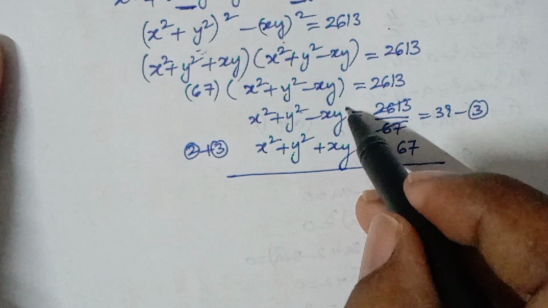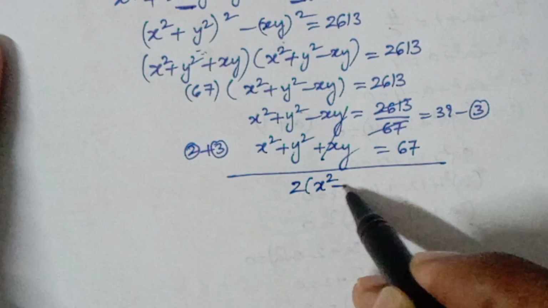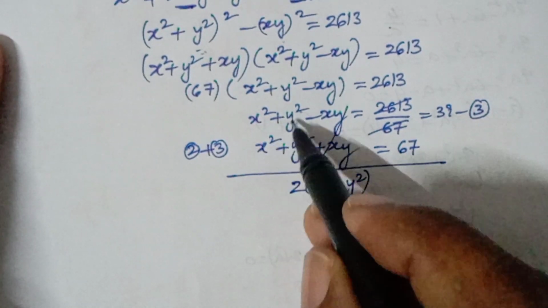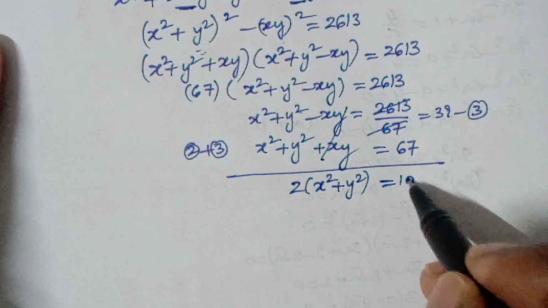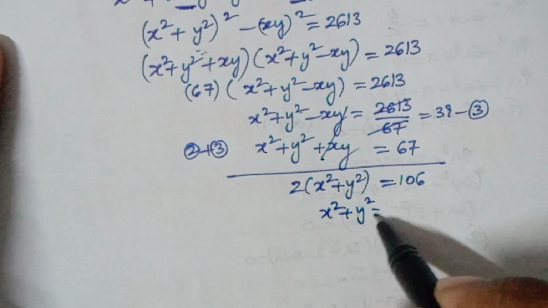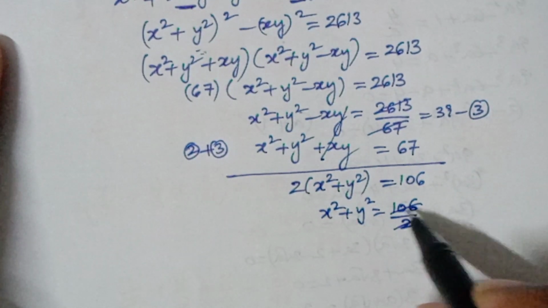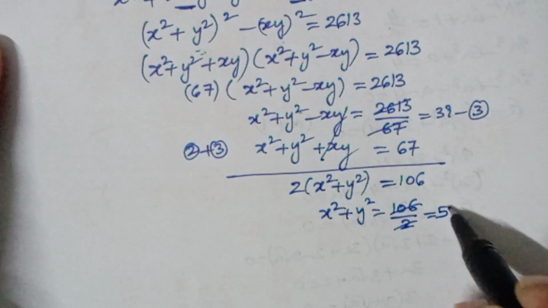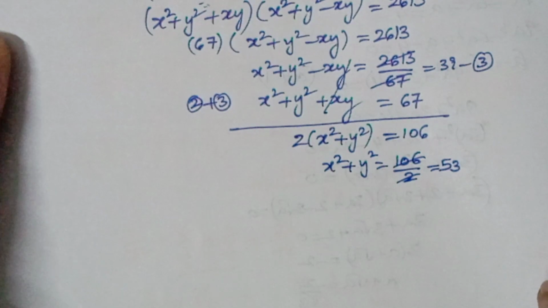So here xy gets cancelled. So 2 times (x^2 + y^2) is equal to 106. So x^2 + y^2 is equal to 106 by 2. It will go 53 times. Now this is the x^2 + y^2 value.